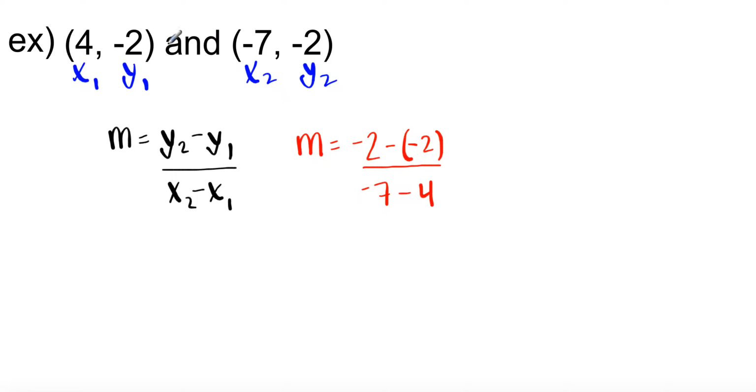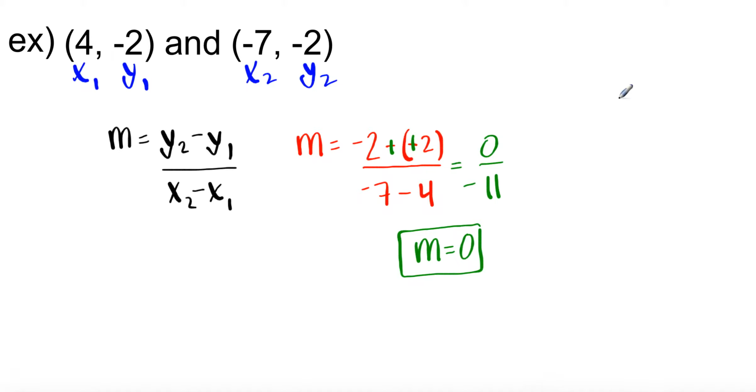y minus y over x minus x. Minus a negative changes to a positive. -2 plus 2 is 0 over -7 minus 4 is -11. 0 divided by -11 is 0. So the slope of this line is 0. And that actually means it's a horizontal line.